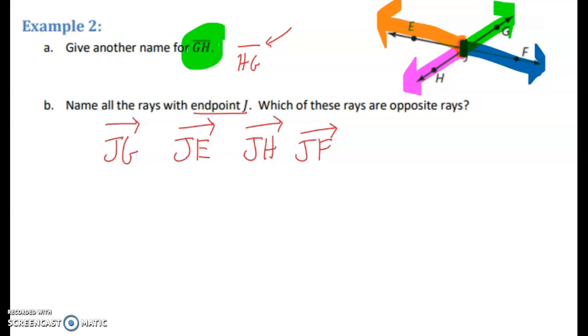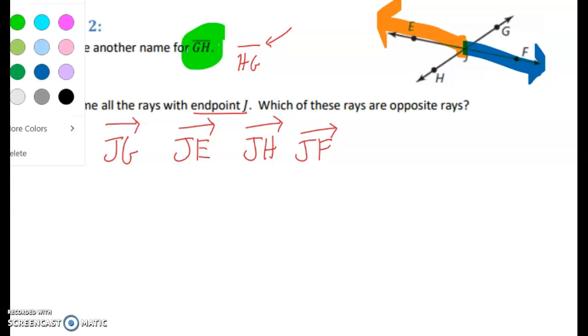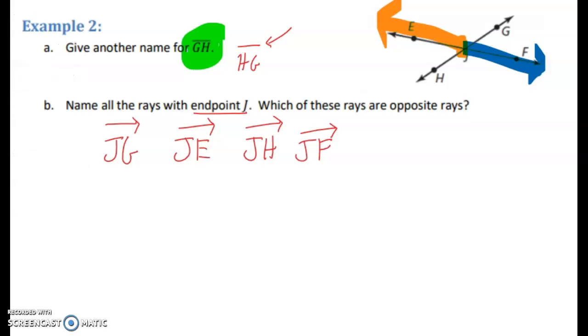Now it says, which of these rays are opposite rays? Keep in mind that opposite rays form a line. So for example, if I just take off that, the orange one and the blue one go opposite directions and they form a line. So that tells me that the orange one is JE, and it is an opposite ray with the blue one, which was JF. So the two I just highlighted in orange, those are opposite rays.